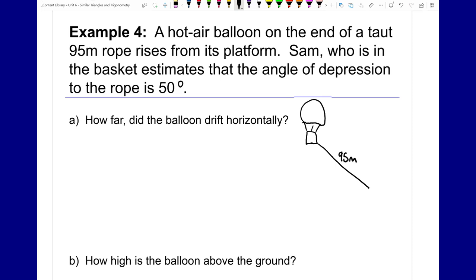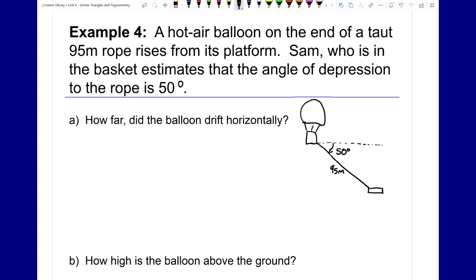He estimates that the angle of depression from the basket back to the platform where he anchored is going to be 50 degrees. So in this case, our horizontal and the angle of depression here, so let's put this 95 actually on the other side, is 50 degrees. Now we want to figure out how far horizontally did the balloon drift.